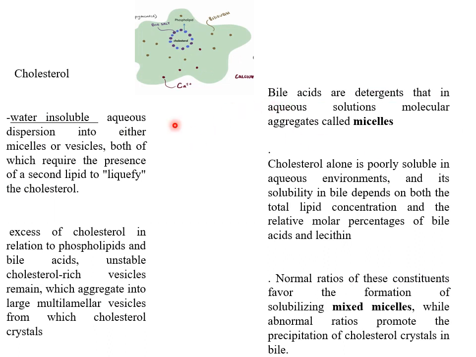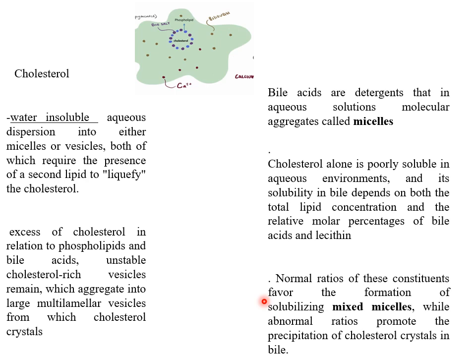So this cholesterol is water insoluble. We have told this again and again. To keep it in balance, you need this second layer of bile salts and phospholipids. Now, if there is excess cholesterol, it will precipitate. What about bile acids? They are basically detergents, and they make molecular aggregates called micelles. Since cholesterol is poorly soluble, it depends on the bile acids. So the normal ratio of these constituents favors the formation of solubilizing mixed micelles.